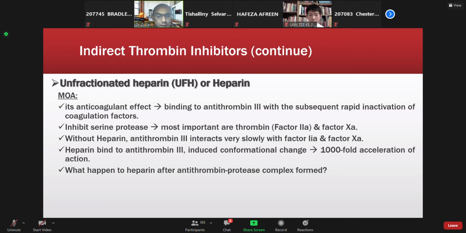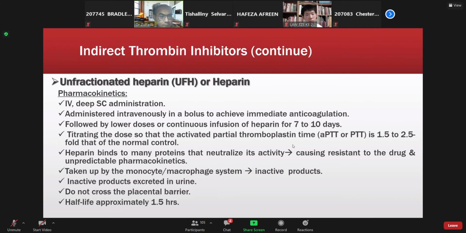Most importantly, it will inhibit the conversion of factor 2 to factor 2A and factor 10 to factor 10A. Without heparin, antithrombin 3 interacts very slowly with factor 2A and factor 10A. Pharmacokinetics: heparin is given parenterally, by IV or deep subcutaneous administration.